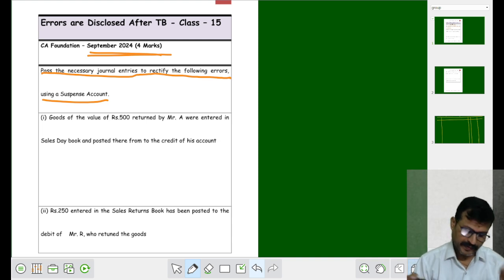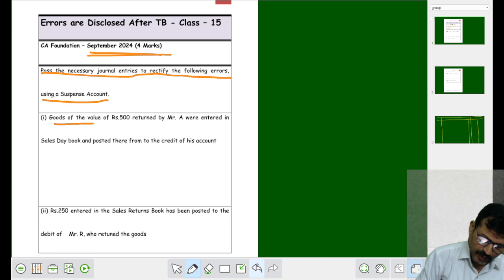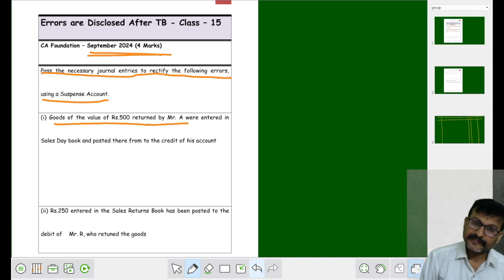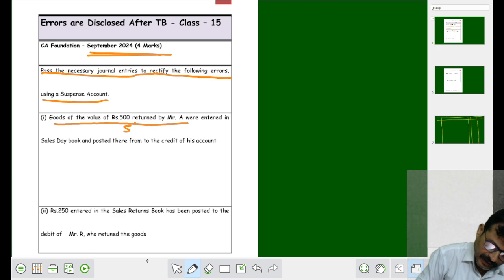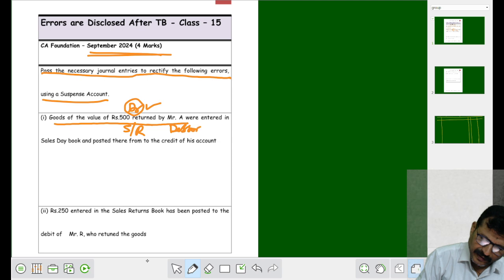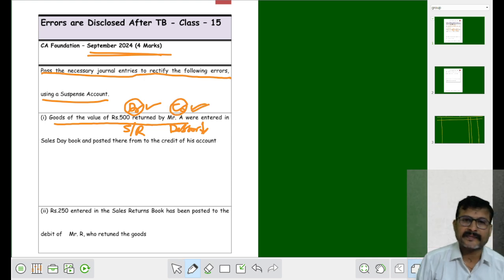See now the first one. Goods of the value of rupees 500 returned by Mr. A. Returned by Mr. A means what? Sales returns. What to do with the sales returns? It is the opposite of sales, debited. Who is Mr. A? Mr. A is a debtor. Debtor is decreased. When a debtor decreases, he is to be credited, as an asset decreases, credit.